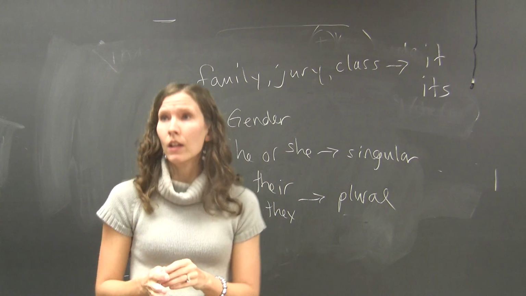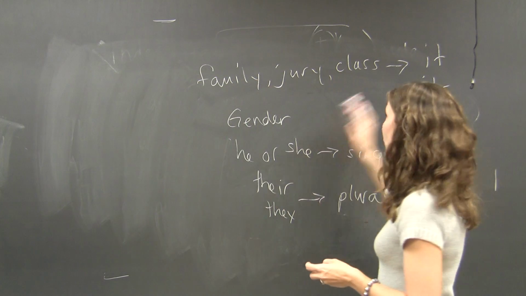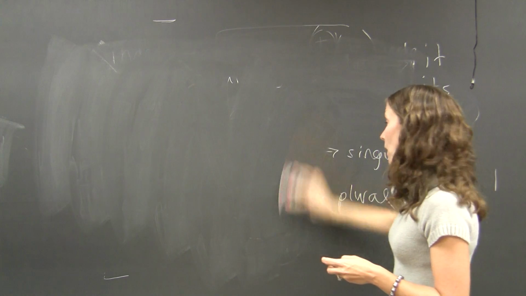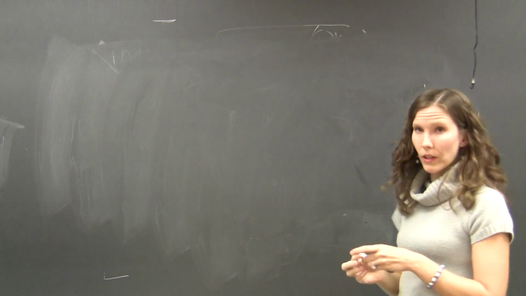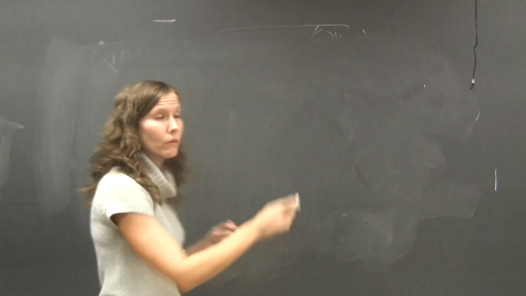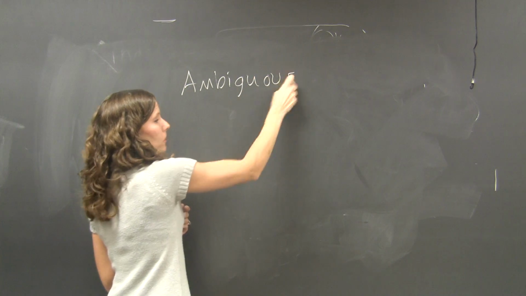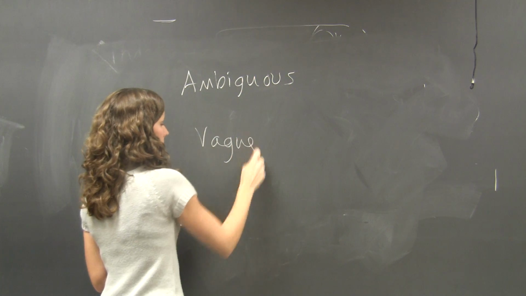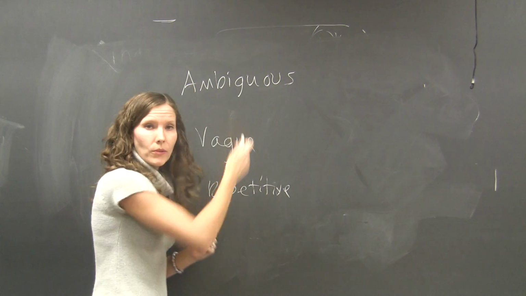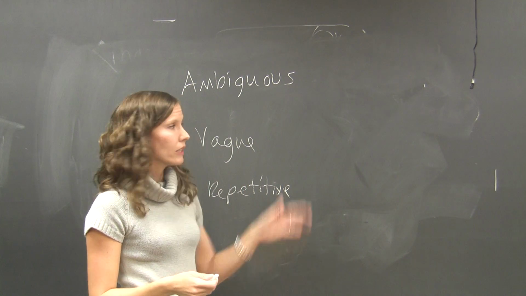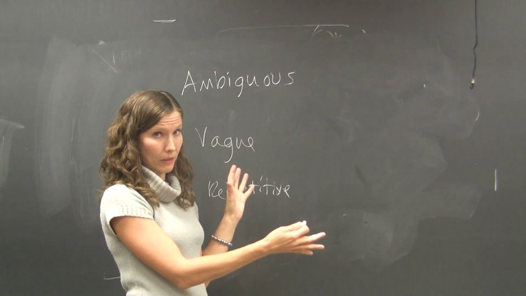Okay, the final thing that I want to talk to you about today are pronoun reference errors. There are 3. These are mistakes that people often make in their pronoun usage, and there's 3 kinds. There's the ambiguous pronoun, the vague pronoun, and the repetitive pronoun. All 3 of these are problems, and on your exam you're going to need to be able to identify and correct them. In your essays, you need to eliminate them as well.